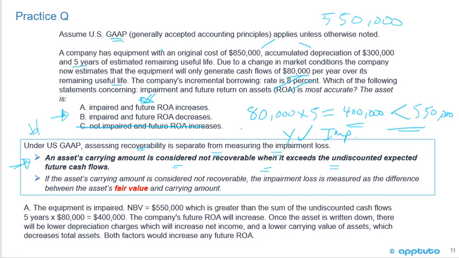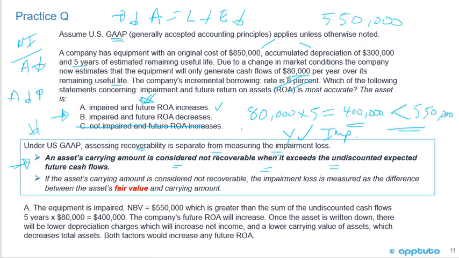It says future ROA. So we know if the asset's impaired, assets equals liabilities plus equity, A is going to go down. Return on assets is net income over total assets, and my A is going down. I think you know where this is headed. ROA is actually going to increase because my assets are going down. And not only that, because my assets are going down, my depreciation expense is going to go down and my net income is going to go up.